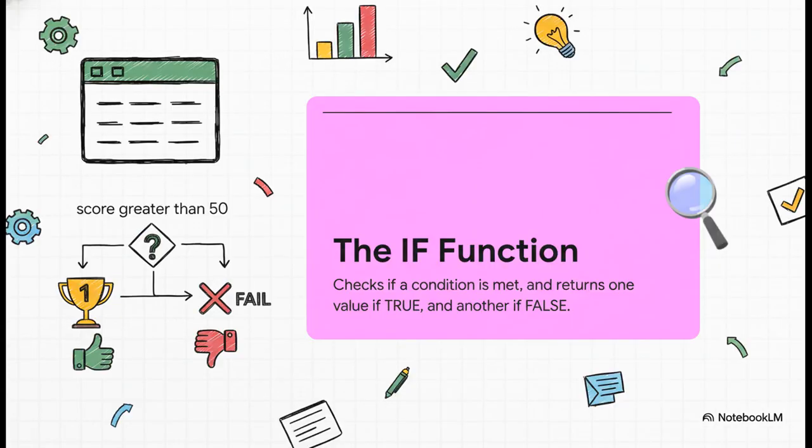So let's start with the IF function. It's your basic decision maker. It asks a simple question and then gives one of two answers. Is the score in this cell greater than 50? If yes, it returns pass. If no, it returns fail. Simple, powerful, and a huge time saver.